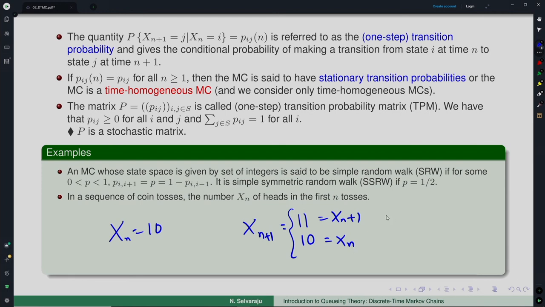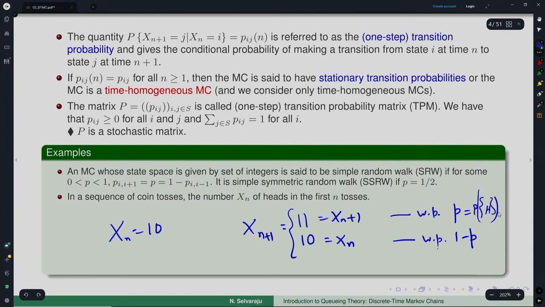Of course, with certain probabilities here. If the probability of head is p, then this will happen with certain probability and this will happen with certain probability. Suppose I take this is with probability p, this is with probability 1 minus p, which is basically the probability of obtaining a head, which is what this p would mean.